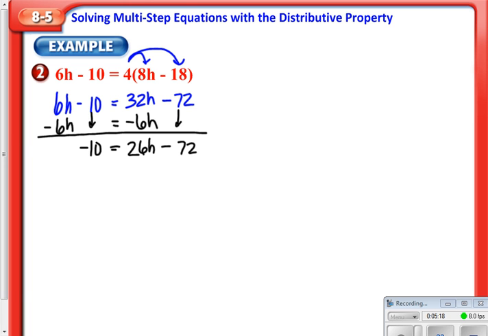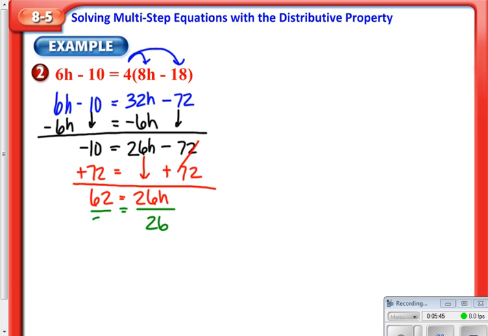Get your variable alone, so we need to add 72 to both sides. So we get h by itself. Negative 10 plus 72 is 62, equals, drop down 26h, and the 72s would cancel out. Last step here is to get h alone, and you have 26 times h, therefore we need to divide by 26 on both sides. And again, doesn't matter if you had a decimal or a fraction here. So we find out h equals 62 divided by 26 is going to give us 2.4. So h equals 2.4.